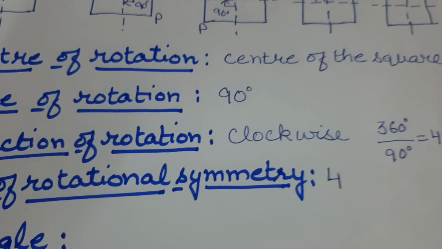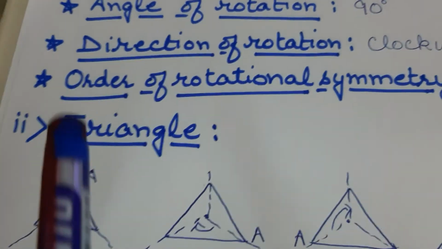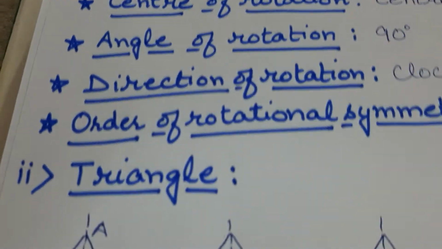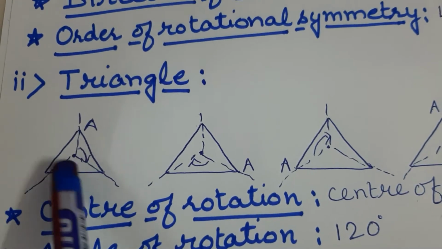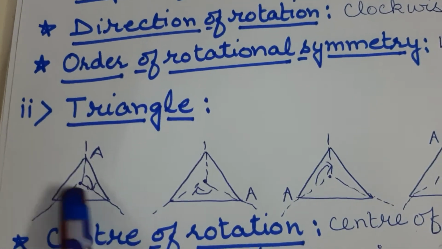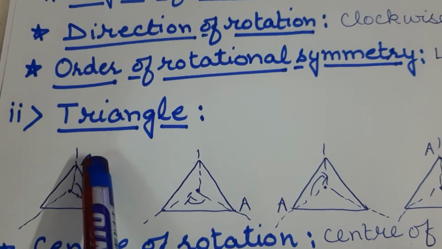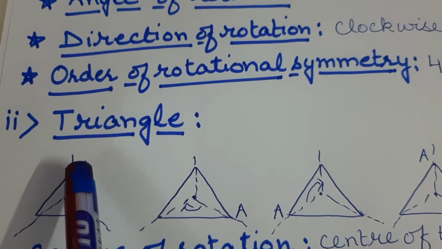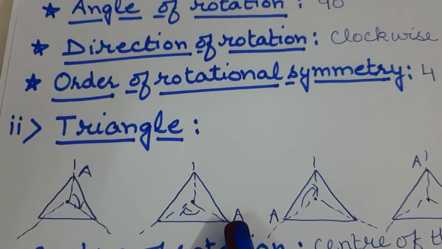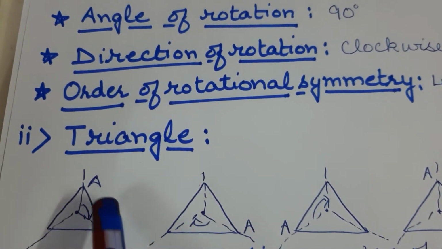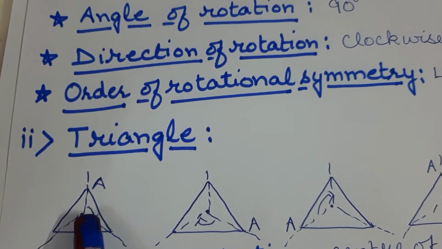Okay, next I am taking the example of a triangle. Similarly, first we will fix its center of rotation, that is the center of the triangle. So this is the center. Now I have marked A here. Now I will rotate this figure in this direction. Okay, so how much angle? You all know this angle is 120 degree.